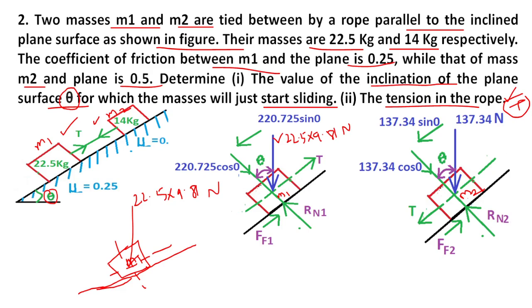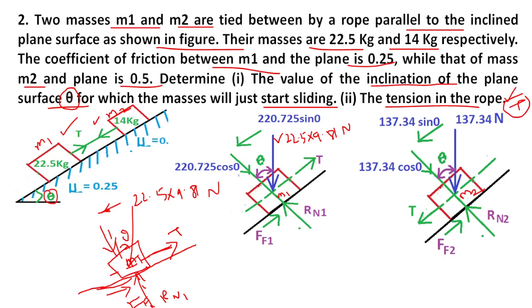Next, the reaction force Rn1 acts perpendicular to the surface. The tensile force T acts in this direction, and the frictional force F1 of mass 1 acts in this direction. Then the component forces: this is the angle theta, and we want to find the component forces in the clockwise and anti-clockwise directions.